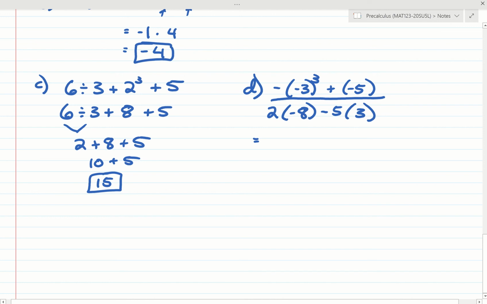First step, are there parentheses? Yes, there are parentheses, but there's nothing to simplify inside. Next step, we have our exponents. So I'm going to do that next. I'll just go step by step. So this will be negative. Negative 3 times itself 3 times would be negative 27.